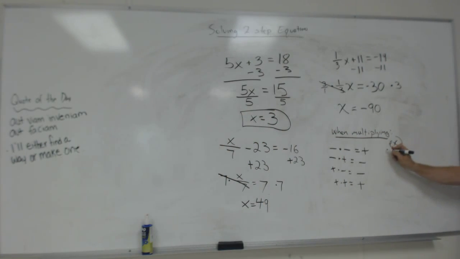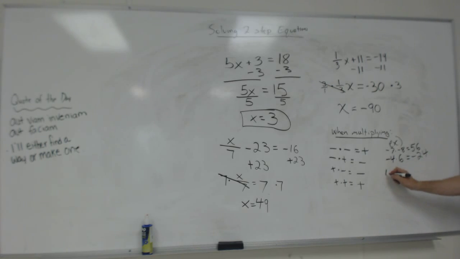A negative times a negative. Let's say I had negative 7 times negative 8. What does that equal? A negative times a negative is a positive. 7 times 8 is 56. Okay, a negative times a positive. Let's say I had negative 4 times positive 6. Is this going to be a negative or a positive answer? Negative. What is 4 times 6? 24.